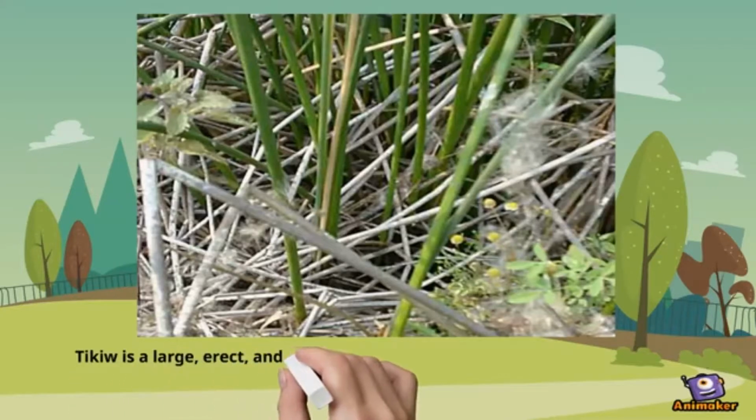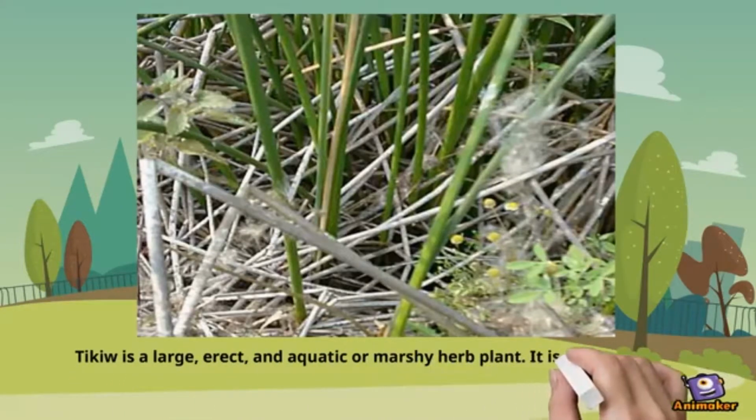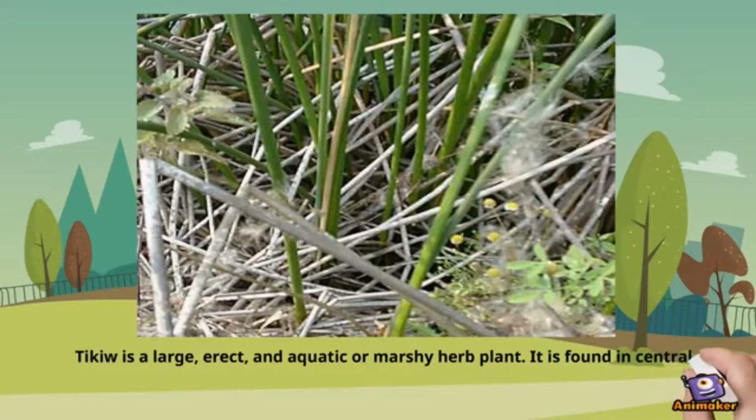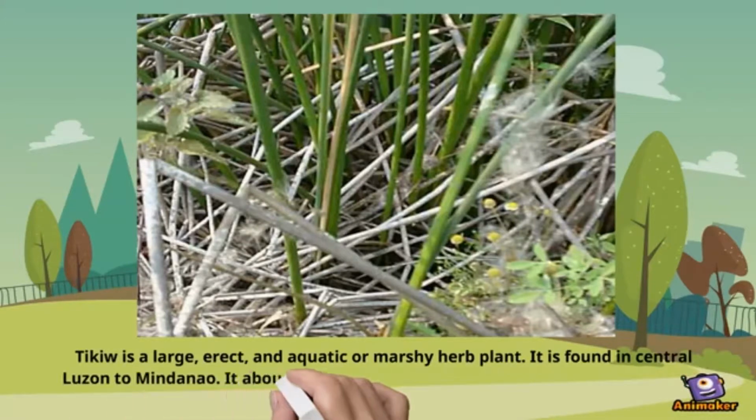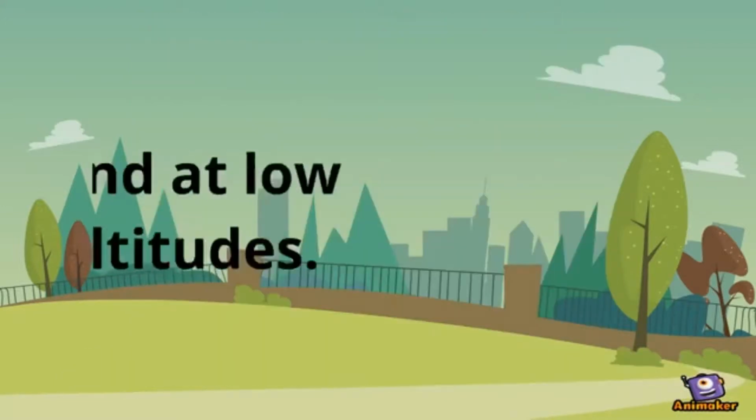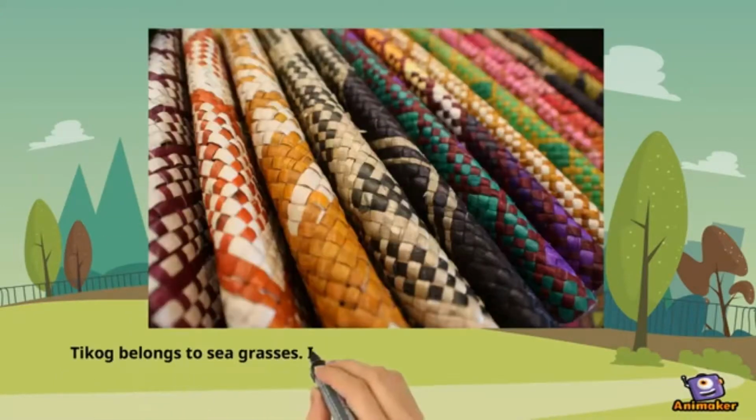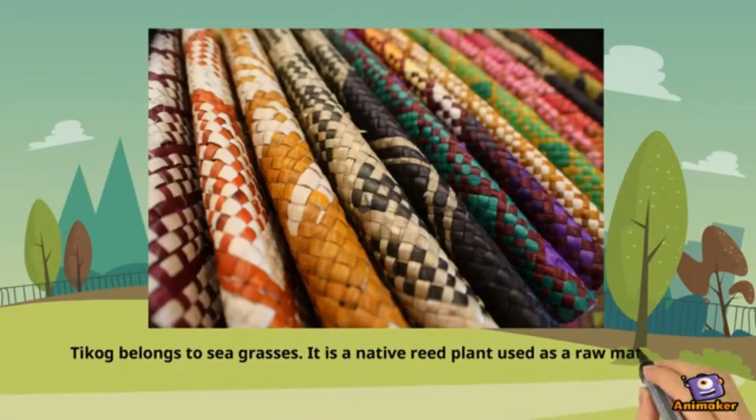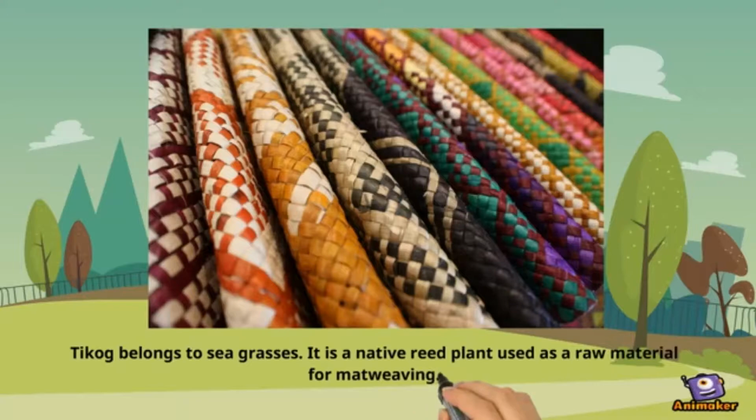Tiki is a large, erect, and aquatic or marshy herb plant. It is found in central Luzon to Mindanao. It abounds in freshwater swamps, and in newly opened rice land at low altitudes. Tikog belongs to sea grasses. It is a native reed plant used as a raw material for mat weaving.